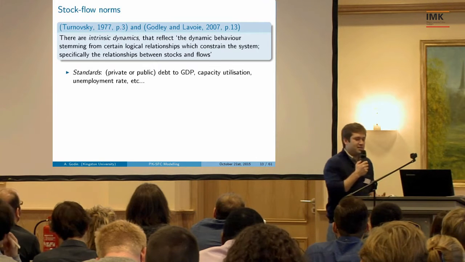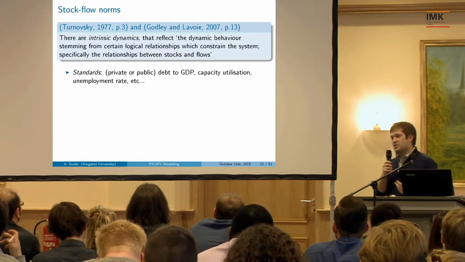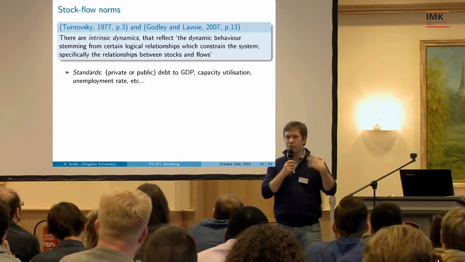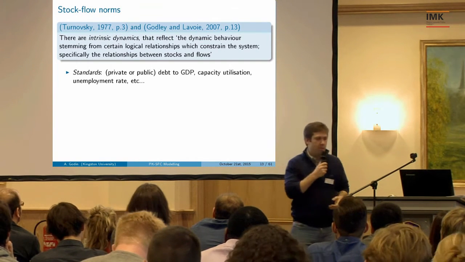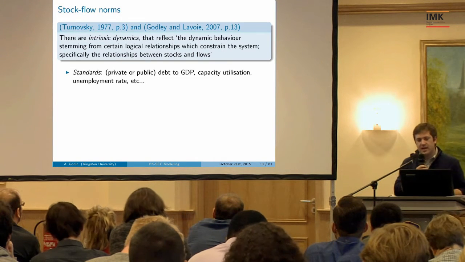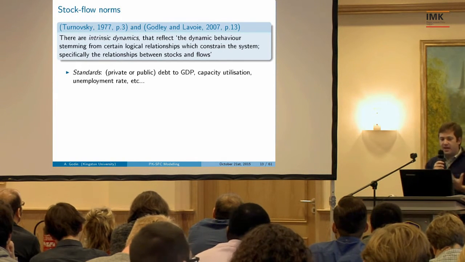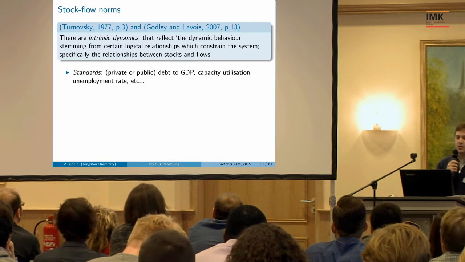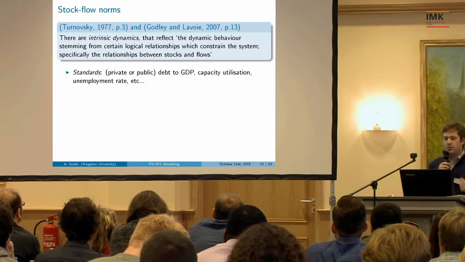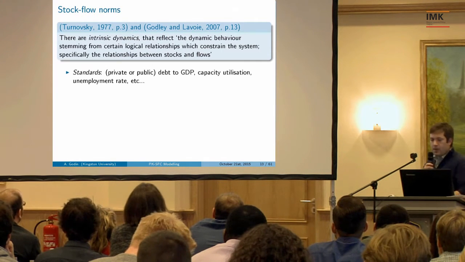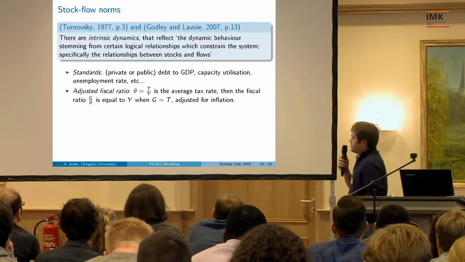If you ask any post-Keynesian stock-flow consistent modeler what a stock-flow norm is, you'll have some weird answers. There's no clear definition. But nonetheless, we can try to define it as the intrinsic dynamics that reflect the dynamic behavior, stemming from certain logical relationships with constraints in the system, specifically the relationship between stocks and flows. So to give you an idea, let's look at the adjusted fiscal ratio.